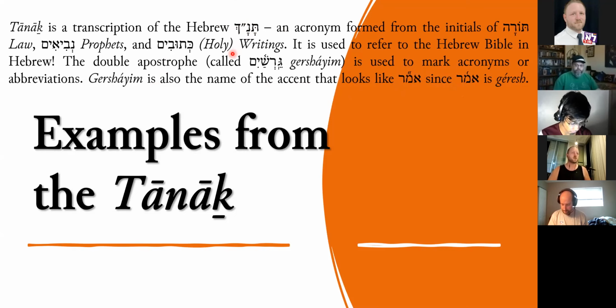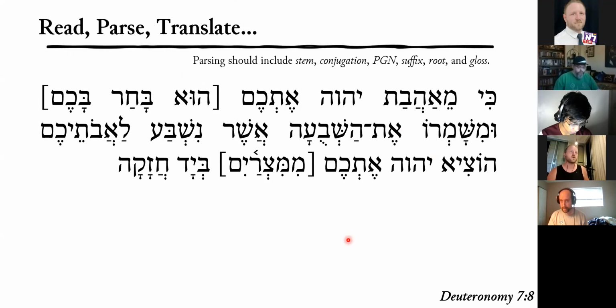So, examples from the Tanakh. This is from Deuteronomy chapter 7, verse 8. I'll read through this real quick, and then we'll look at the examples, and I'd like some parsing, if you don't mind. So, ki me'ahavat Adonai etchem. The word ahava and the word yir'ah are used as infinitive constructs, even though they're technically nouns. So this is 'from loving God, you.' In other words, from God's loving you.